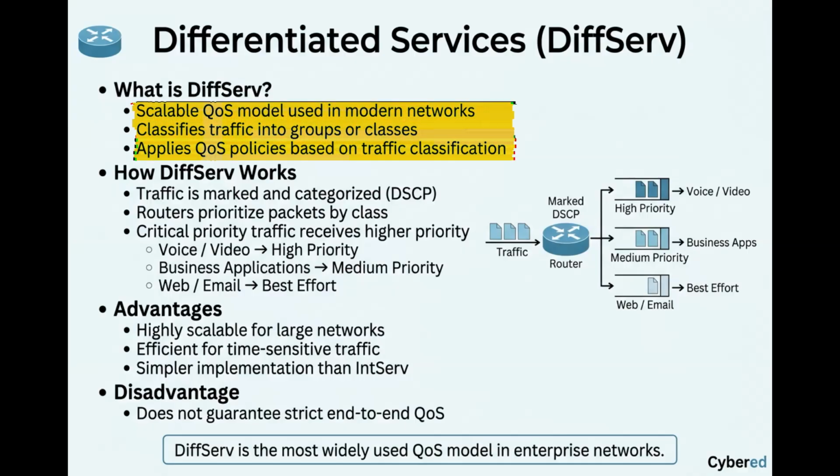Differentiated services is a scalable quality of service model that classifies traffic into groups rather than managing individual flows. Traffic is marked and characterized into classes, and network devices apply QoS policies based on those classifications. Critical traffic such as voice and video can receive low latency and higher priority, while less important traffic such as web browsing or email can be treated as best effort.